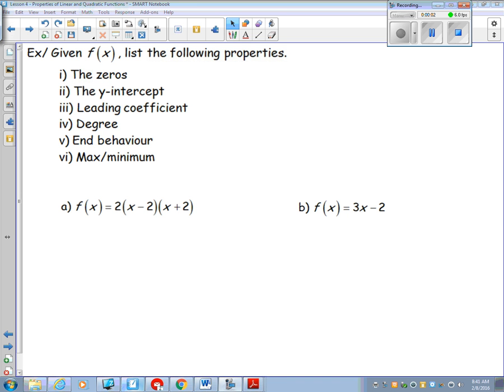Okay, so let's take a look at some situations where we no longer have the picture, just have the equation. Same idea, I want to find the same properties but without having a picture. So, first one, take a look at this. I want to find the zeros.